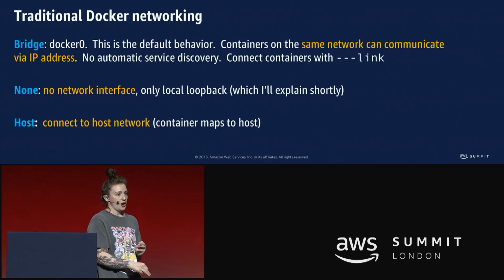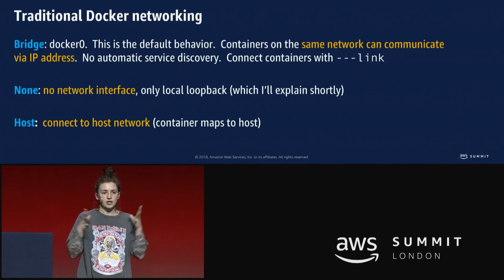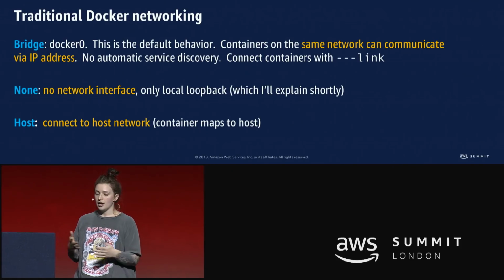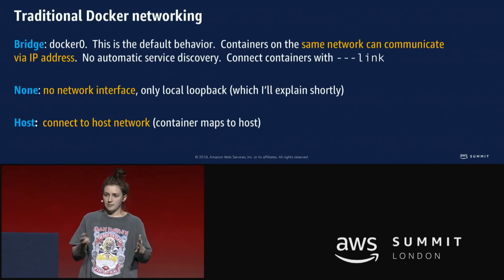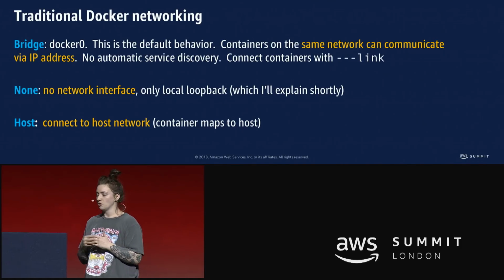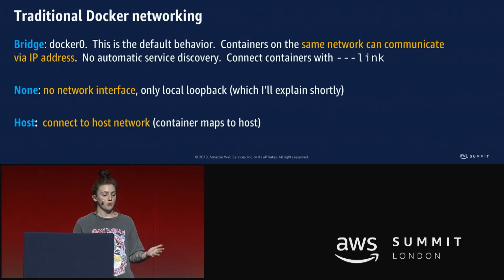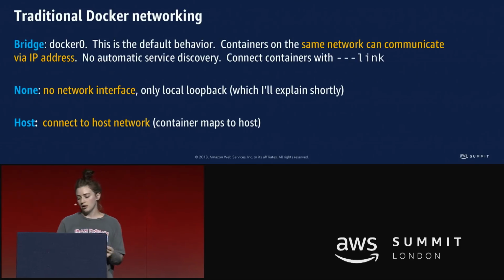So in traditional Docker networking, you have three ways to handle this whole communication process. The default is bridge, docker0. Containers that are on the same network can use IP addresses. Local containers can communicate with --link. None means no network interface, only the local one. Host maps directly to the host network.